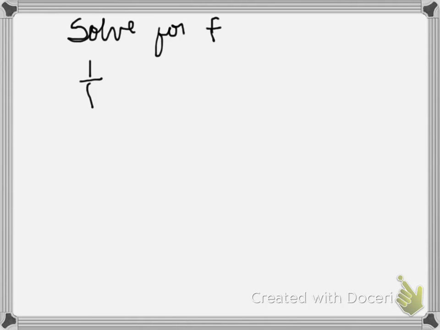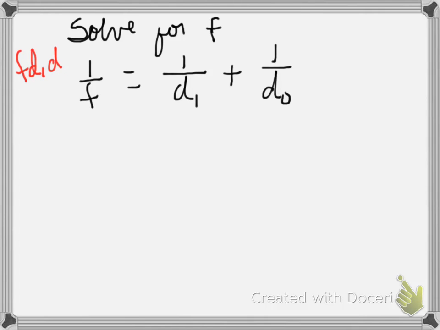Okay, here's some more literal equations. The very first one, we want to solve for f. F is in the denominator, so we've got to get it in the numerator. To do that, we're going to multiply each term by the least common denominator. The least common denominator is every single letter that's in the denominator. So the letters are f, d sub 1, and d sub o. So I'm going to multiply each term by all three of those letters. Then I'm going to cross reduce.